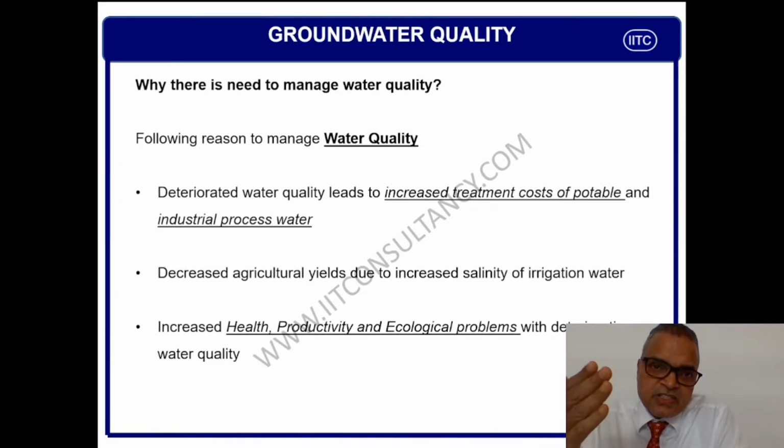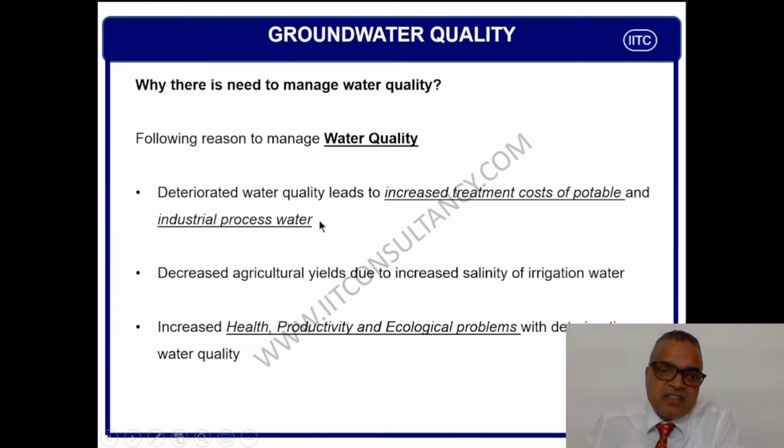Guys, there are other reasons why we need to ensure good water quality. Deteriorated water quality will affect the cost of production in the industry due to the increased treatment cost of potable water and industrial water. This will increase the unit production cost, and poor water quality will decrease agricultural yield due to increased salinity of irrigation water. I hope you agree, right?